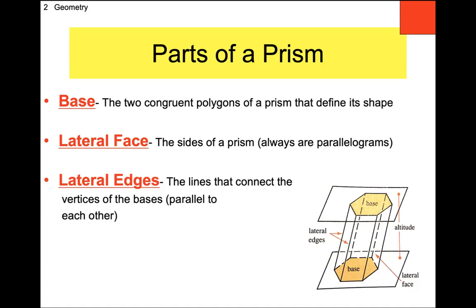Remember, we're trying to draw something in 2 dimensions. It's actually 3. So if it's in dotted line, it means you can't see it. It would be behind the object. All right, what are the vocabulary words there?